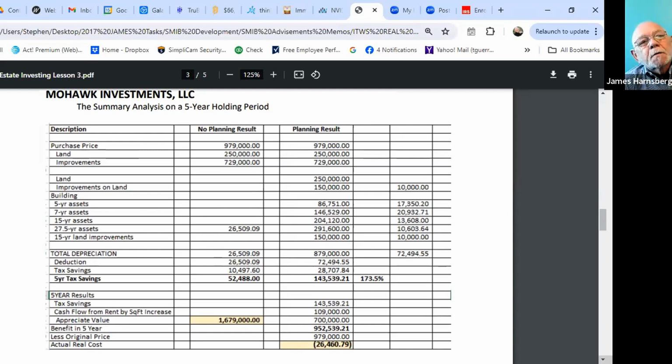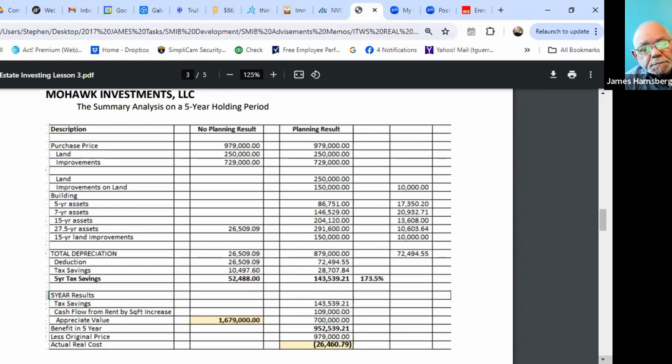property, and it was listed by a retired real estate broker for 1.1 million. We paid 979,000. And if we had done nothing except just buy it, we would have a purchase price of 979. Allocation for land was 250,000. Take 979 minus the 250. The building improvements was 729.